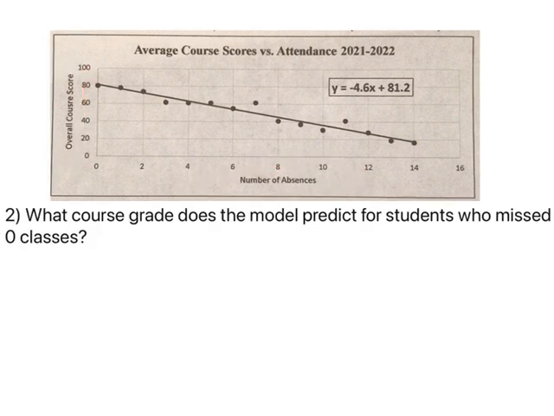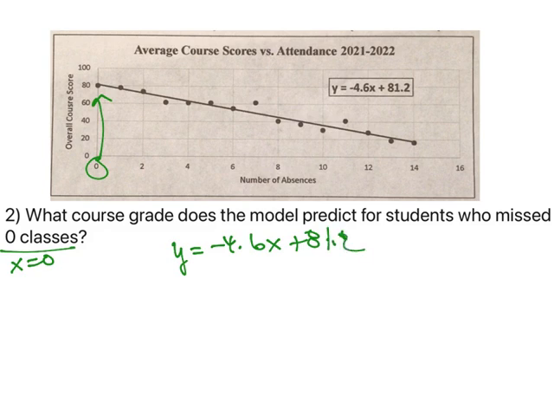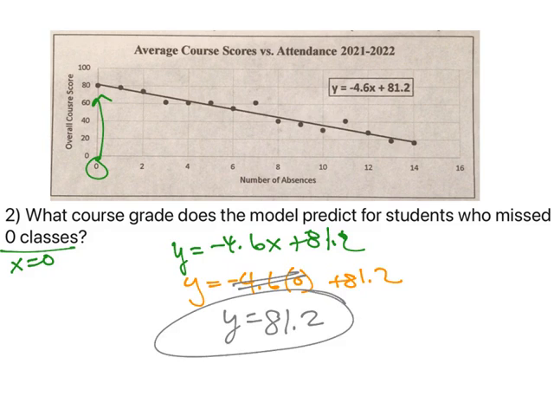Okay, so what course grade does the model predict for students who missed 0 classes? Well, 0 classes would mean x equals 0, right? So if we look at our equation and say, if x equals 0, negative 4.6 times 0 plus 81.2, anything times 0 is just 0. So we would expect someone in this particular class, if they didn't miss any classes, we would predict a score of 81.2. Because obviously there's more that goes into a course grade than just attending class, but that's part of it.